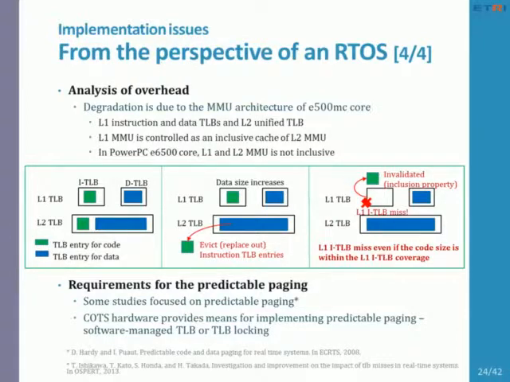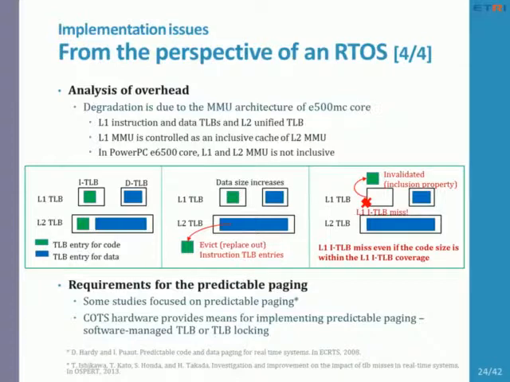And as a result, to keep the inclusion property, as the L1 TLB is an inclusive cache of the L2 TLB, this TLB entry for code is also evicted from the L1 TLB. So an L1 instruction TLB miss occurs even if the code size is within the L1 instruction TLB coverage. So the performance degradation was too high.